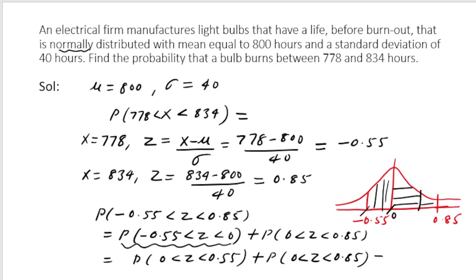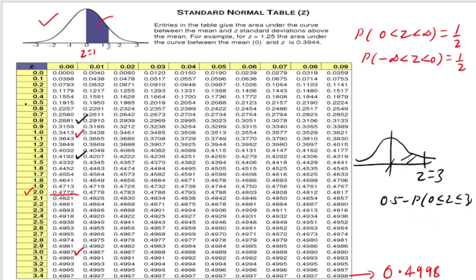Now let us go and look into the table for 0.55 and 0.85. How to look into the table? I am using this table. For 0.55, this is 0.5, this is 0.51, 0.52, 0.53, 0.54, 0.55. So that is 0.2088. And what is the value for 0.85? You can see, this is 0.8, and 0.85 is this value.